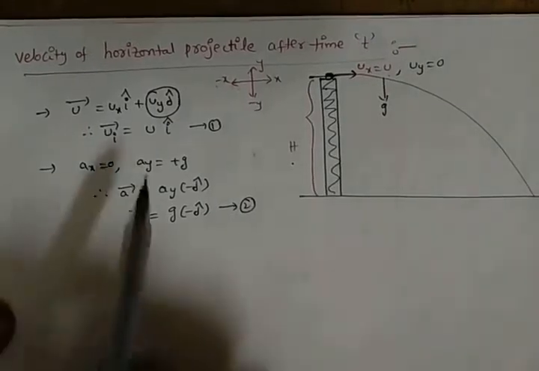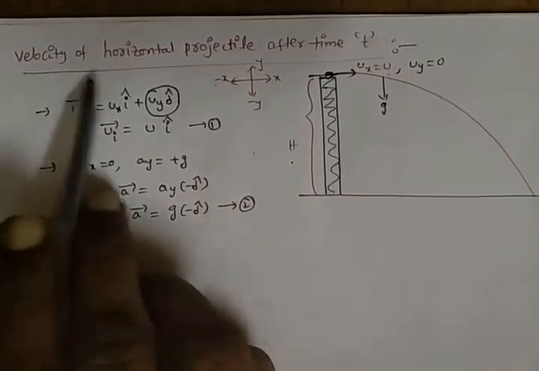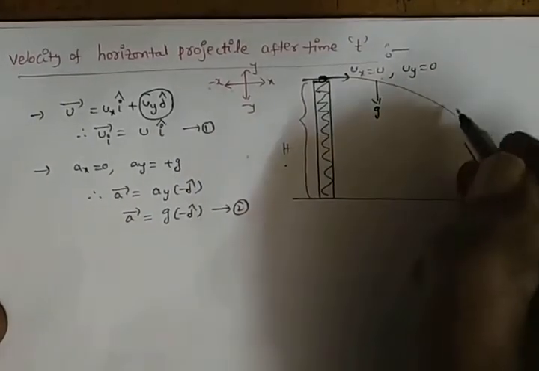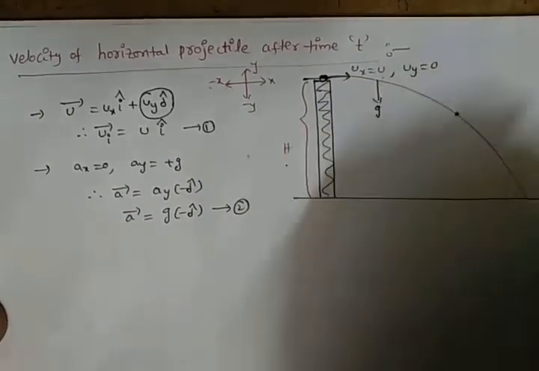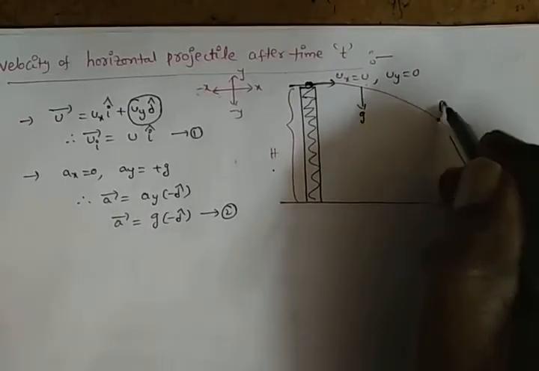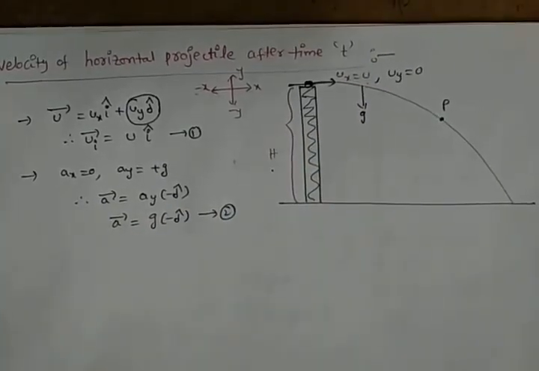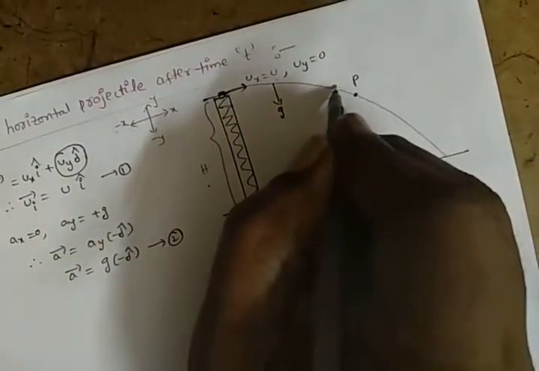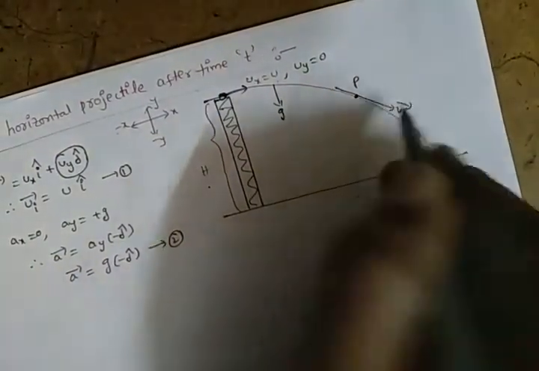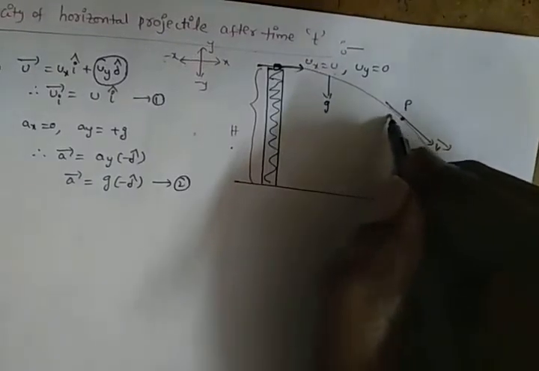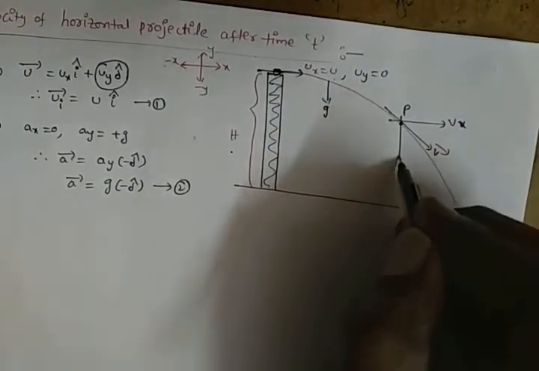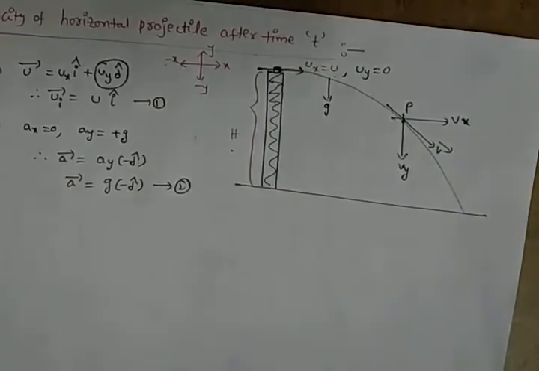So from the given topic, we want to measure the velocity of the projectile after time t. So here we consider the projectile reaches point P in its path after time t. So here, see this. This is the direction of velocity of the projectile. So it is its horizontal component, and this is its vertical component of velocity after time t.